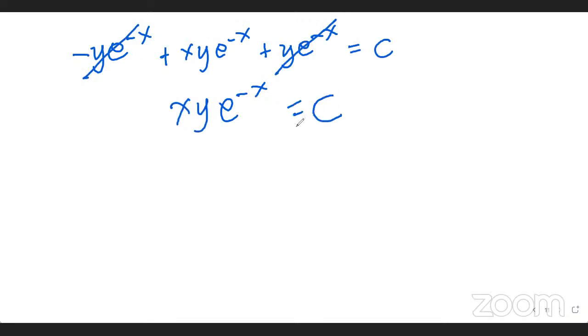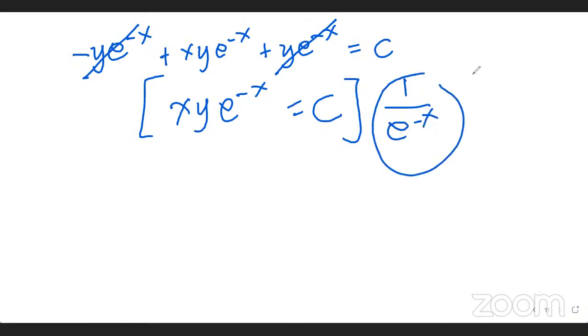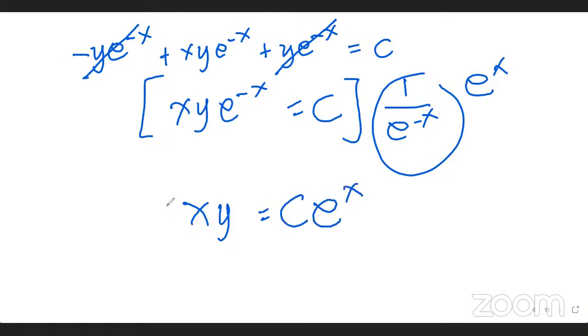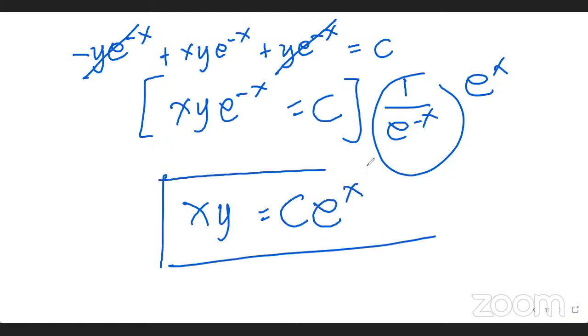Ito na nga yung ating general solution. Or if you want, pwede mong tanggalin yung exponential function dito, divide the entire equation by e raised to negative x, or simply itong 1 over e raised to negative x is what? E raised to positive x yan. So this will now become x times y equals c times e raised to positive x. So this is now our general solution, our final answer.